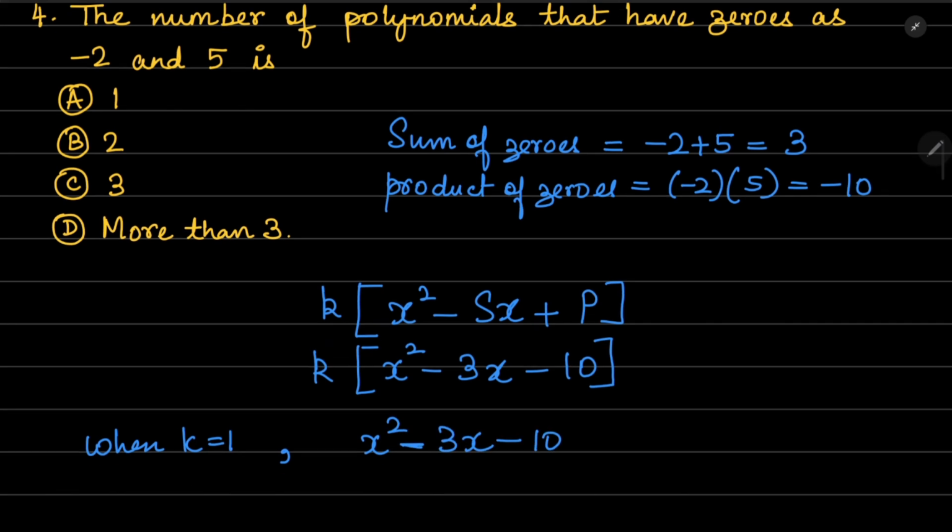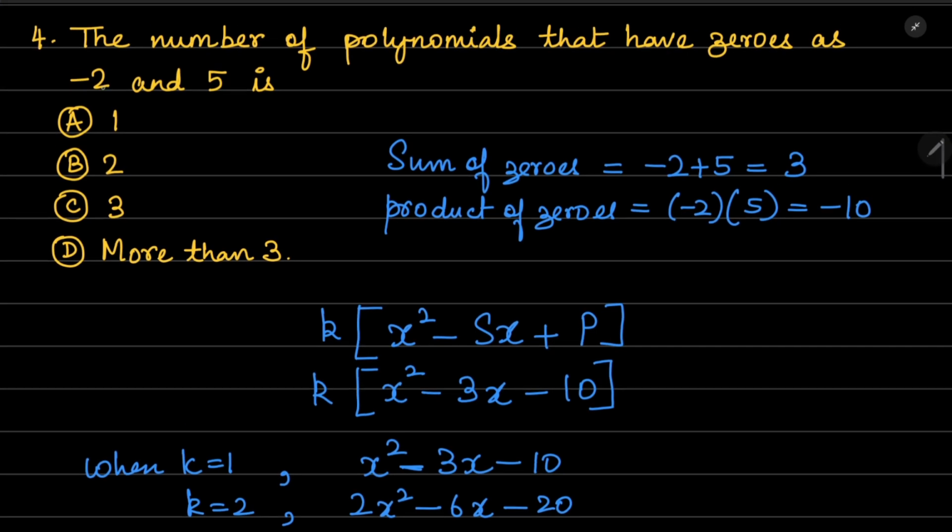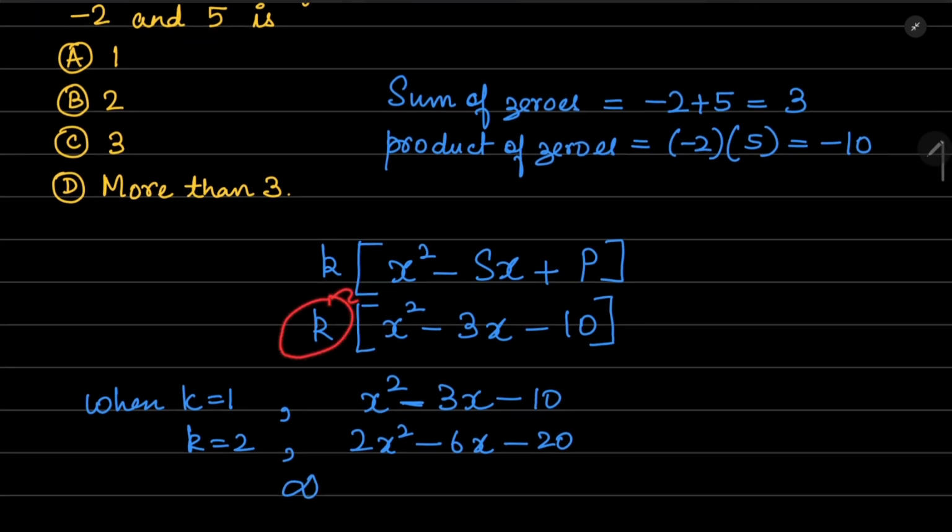Okay. For k equal to 2, what will it be? 2x square minus 6x minus 20. Correct? Like this, there can be an infinite number of polynomials, depending on the value of k, that can have the zeros as -2 and 5. So based on the value of k, the number of polynomials will be infinite, right?